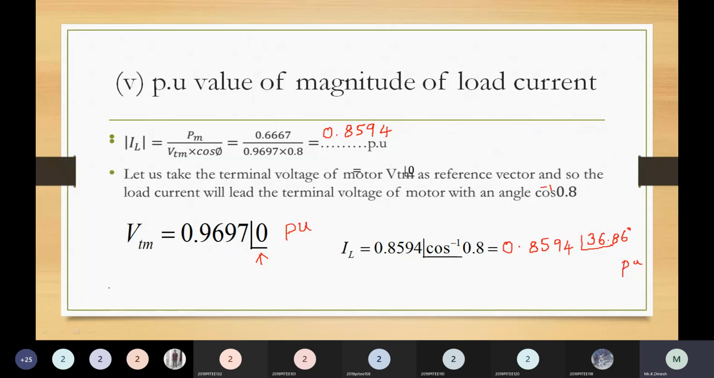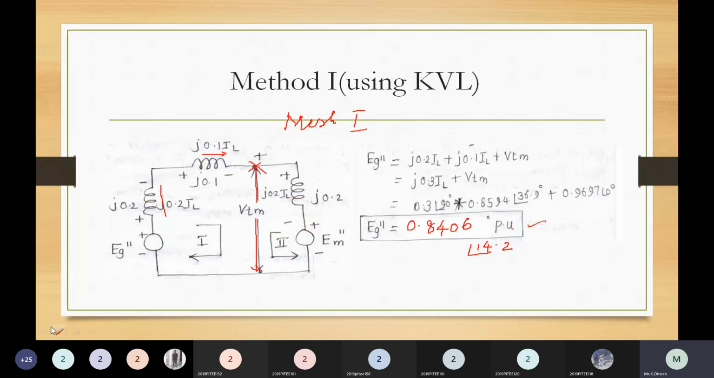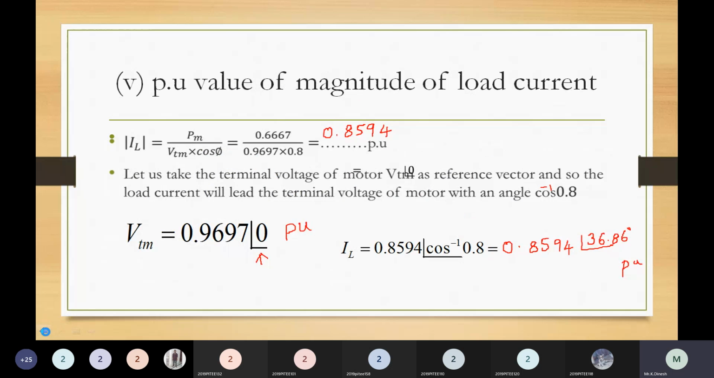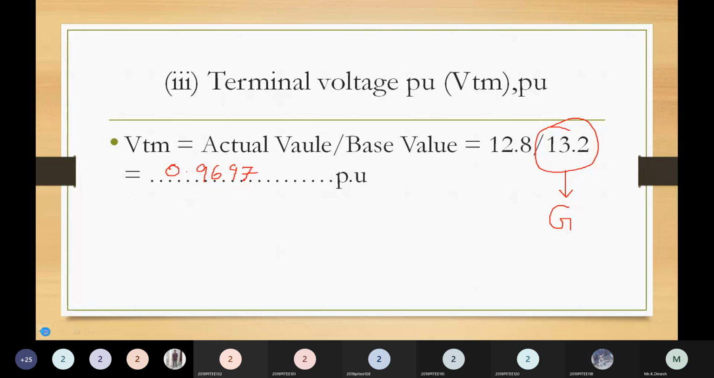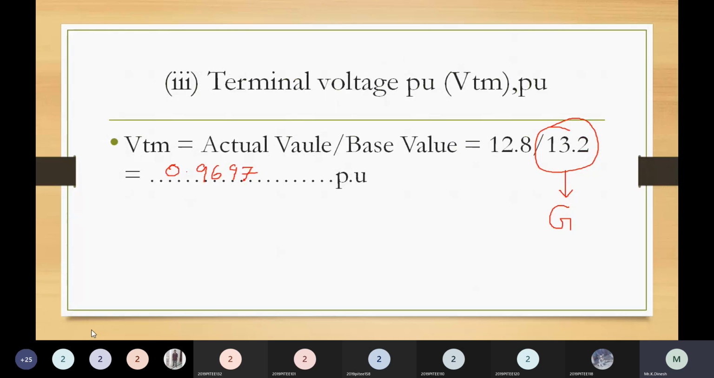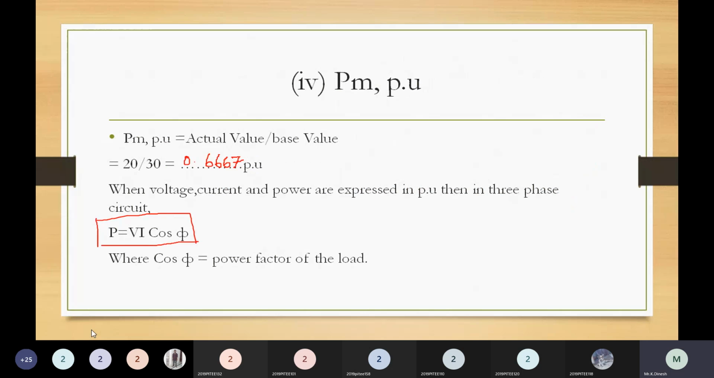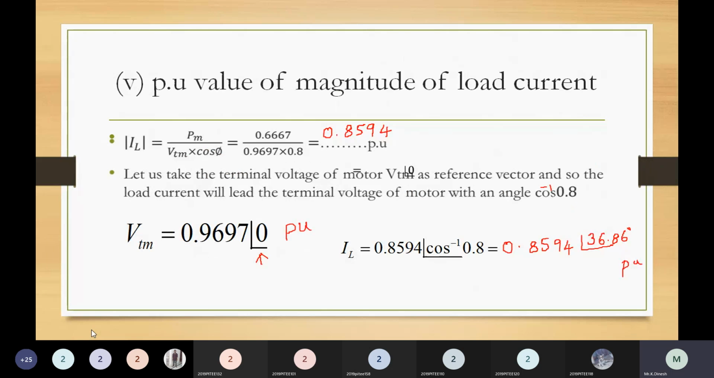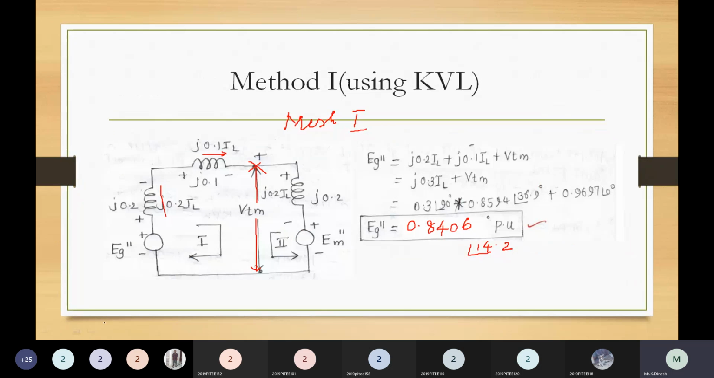So these are all the basic determinations we obtained from the question. That is, first we got the base current IB, next the per unit terminal voltage, the power, and the magnitude of the load current. So we are getting IL at last. Based on this, we have two methods.